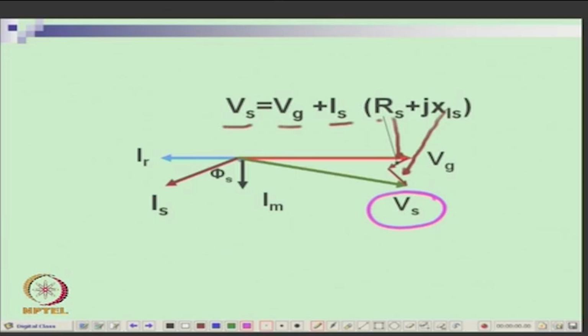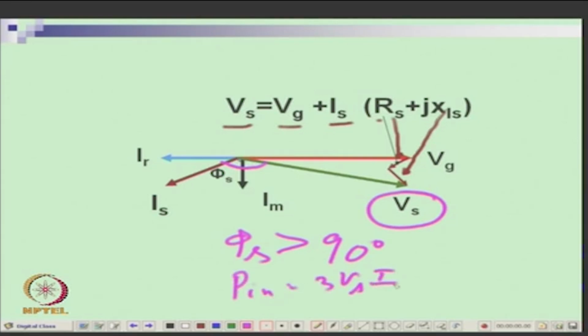So, you have Vs, and then we said that the angle between Vs and Is is phi s, okay. What is the angle phi s, how much is the magnitude you find? 90 degrees. So, phi s, you notice, is greater than 90 degrees, which will mean the power input will be negative. So, power input, which is 3 times Vs Is cos phi s, is negative, right.